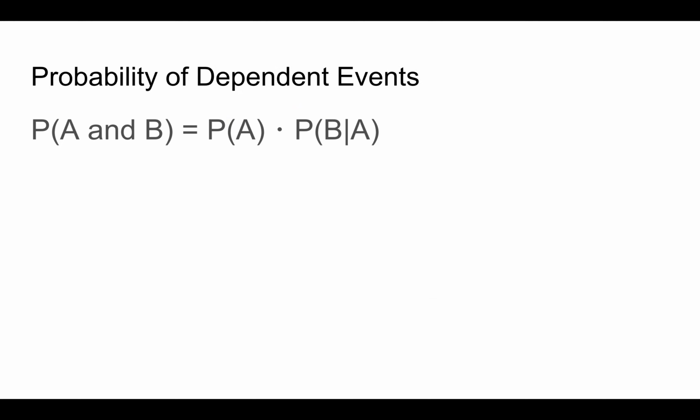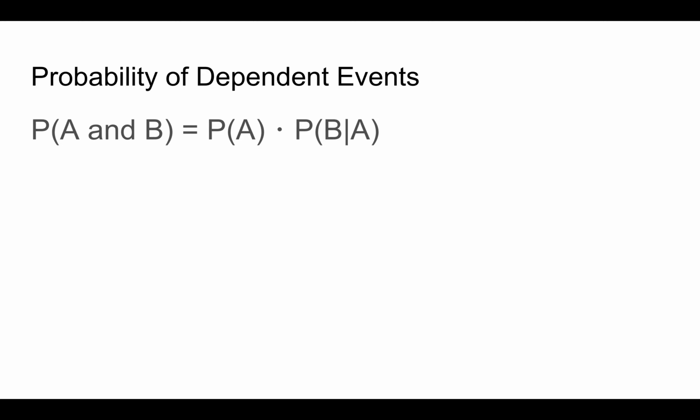How about dependent events? How are those different? So there's still multiplying going on, but if you have two dependent events, the probability of A and B is equal to the probability of A times the probability of B given A. What that second thing means is, assume A has already happened, then what's the probability of B? So that's what probability of B given A means.